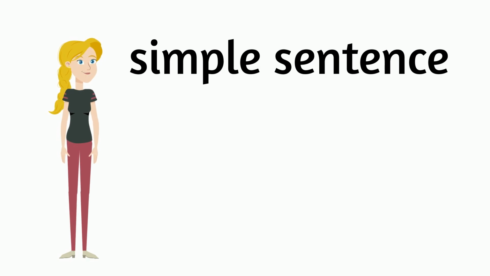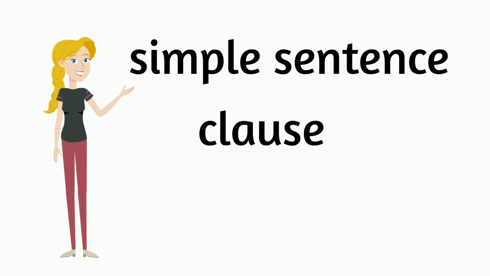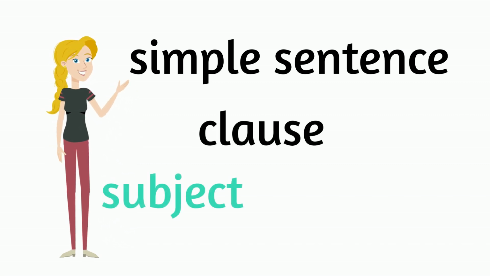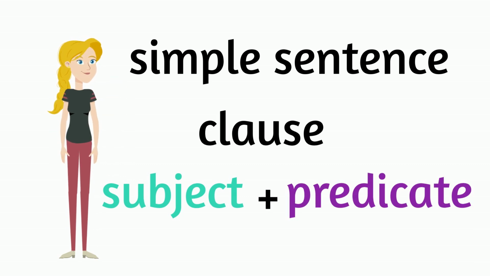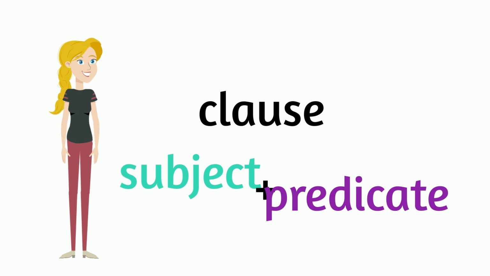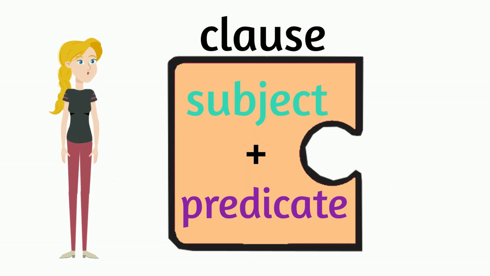Before we learn what a compound sentence is, let's revise simple sentences. A simple sentence contains one clause, and a clause is one subject and one predicate. We can think of a clause as a piece of a puzzle. It can stand on its own as a simple sentence, or we can join it with other pieces of the puzzle.